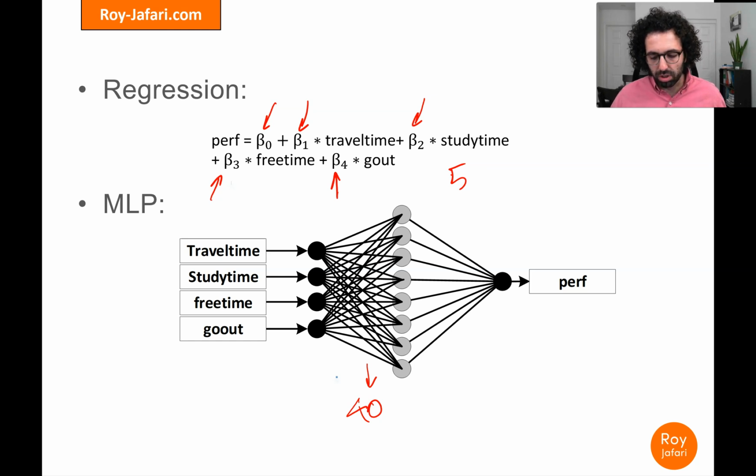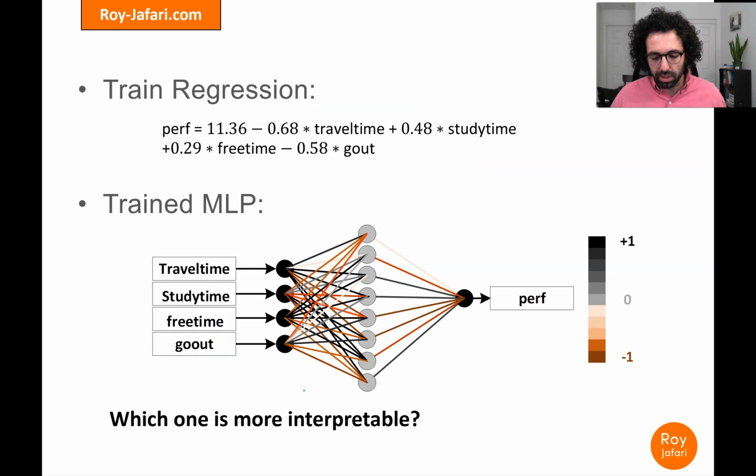But let me pose another question. Between these two trained MLP and trained regression, which one is more interpretable or transparent? And the answer is obvious again. Even though with MLP we have managed to create a model that is more capable in capturing nonlinear relationship and perhaps gave us a better prediction, it sort of loses its interpretability for a human consumer, right?